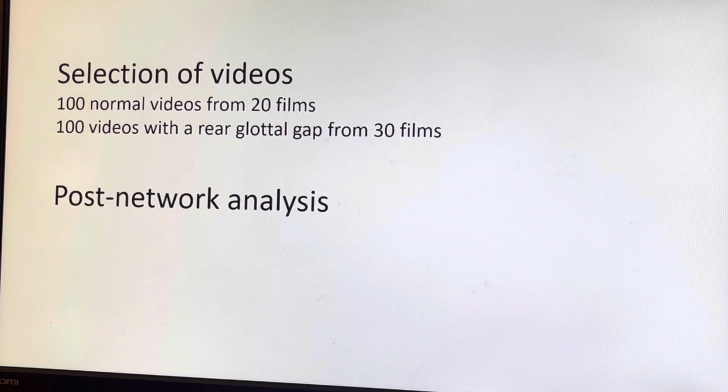The subjects' videos were selected randomly from a database of 17,000 high-speed films collected between 2007 and 2019 in an ear, nose, throat clinic in a medical center by one ENT specialist. 20 normal subjects' videos with normal closure of the vocal folds served as a control group and 30 subjects' videos with a rear glottal gap. 100 continuing frames from each video were used to test the network calculation using the open source CNN made by Falling and co-workers.